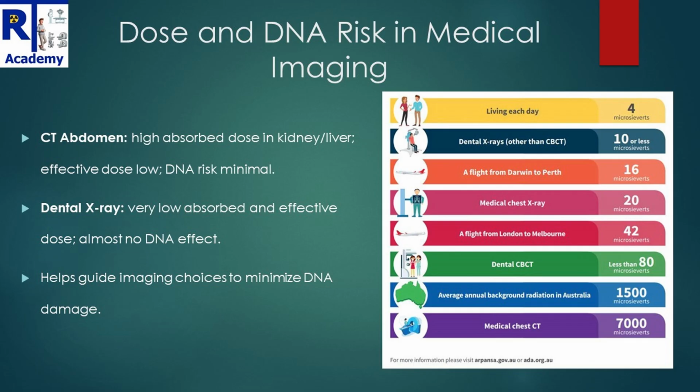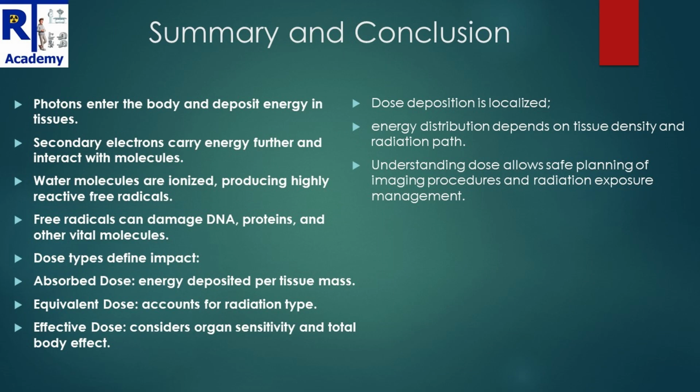Summary and conclusion. Photons enter the body and transfer their energy. Secondary electrons transfer their energy to molecules. Water molecules ionize, producing free radicals. Radicals attack DNA and other molecules. Doses, absorbed, equivalent, and effective, define the amount of energy and biological impact. Dose, localization, and energy distribution vary with tissue type and radiation path. Understanding doses helps determine which imaging procedures are safe and how.